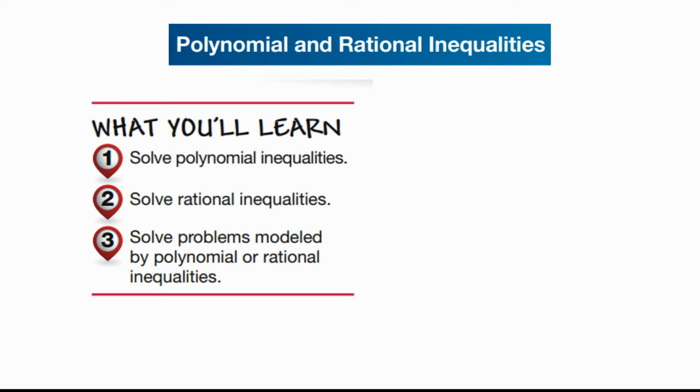It could be a polynomial inequality, and when they say that, they're just talking about something like x squared minus 3x plus 8 greater than or equal to 0. Or when they say rational, it could be (x minus 2) all over (x plus 3) is less than 0. The same method that we'll use to solve them all.